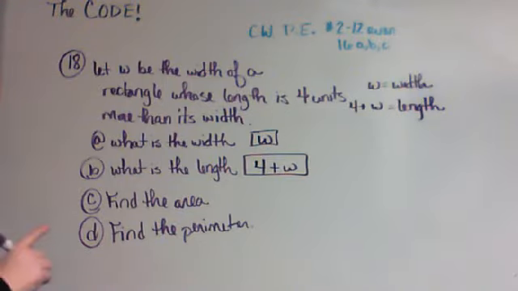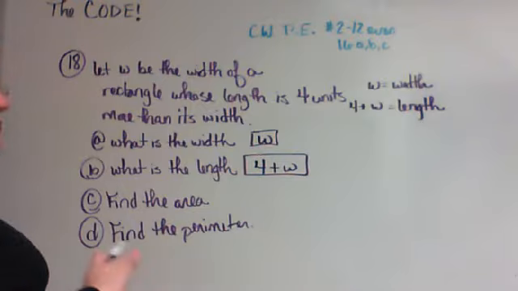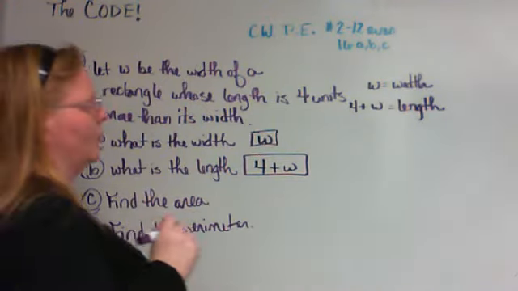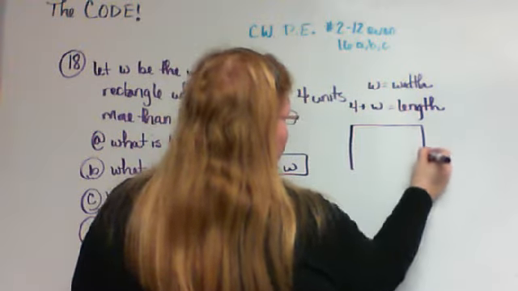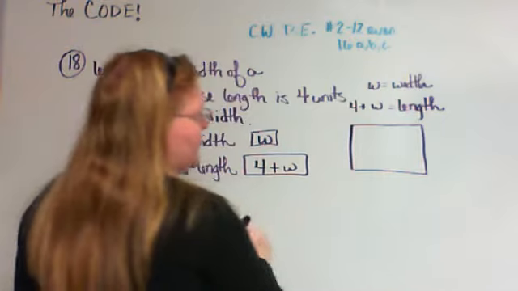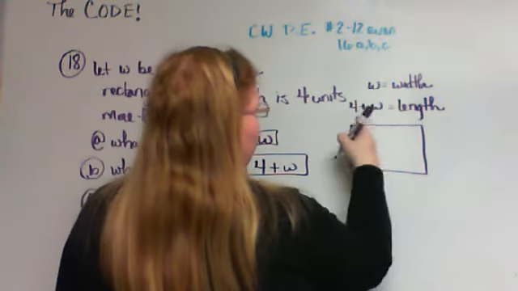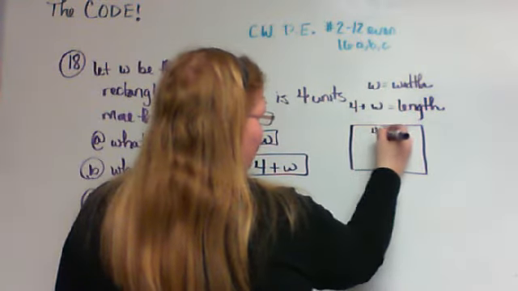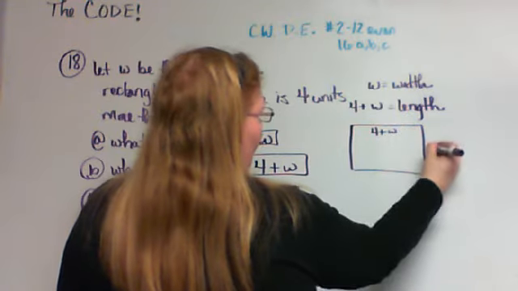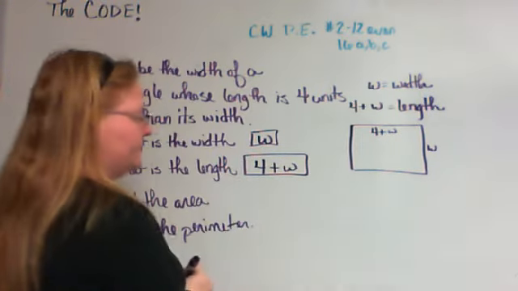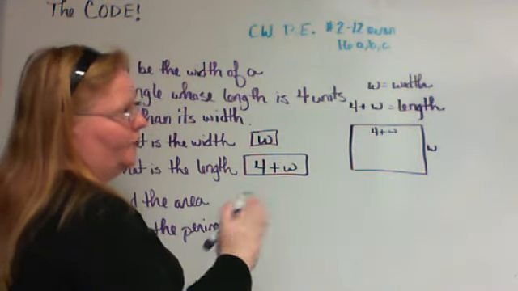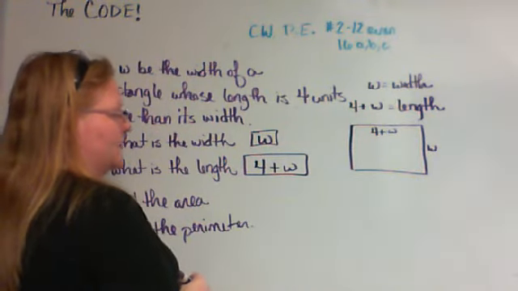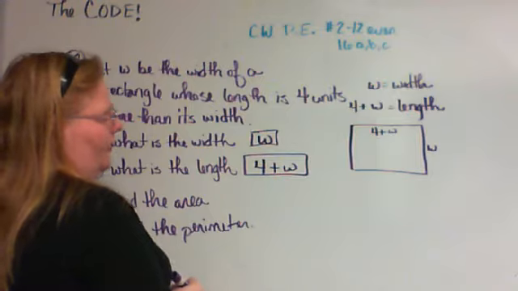Then they want you to find the area and find the perimeter. Now that we've gotten here, I'm going to tell you you need to have drawn a picture if you have not already. Go ahead and draw you a picture so that you can see what we're talking about. They said it was a rectangle. We said the length was 4 plus W and that our width was W. I typically make my length the longest side no matter which side it's on. I don't know why I do that, I just do.